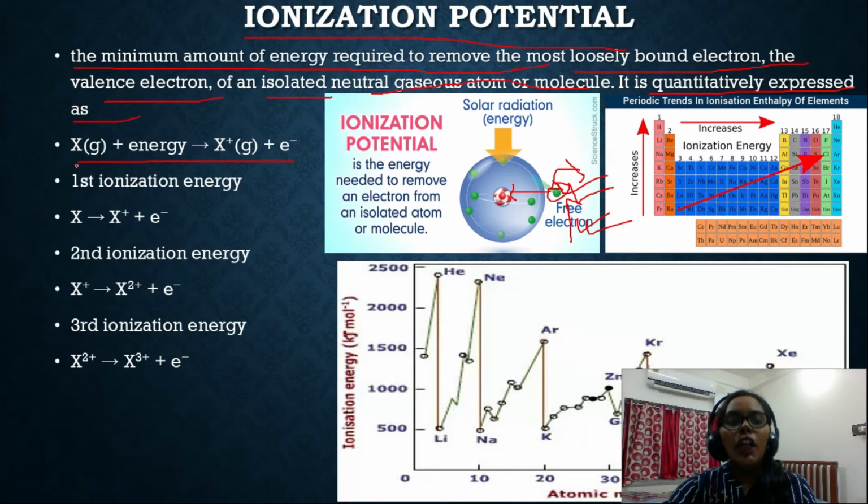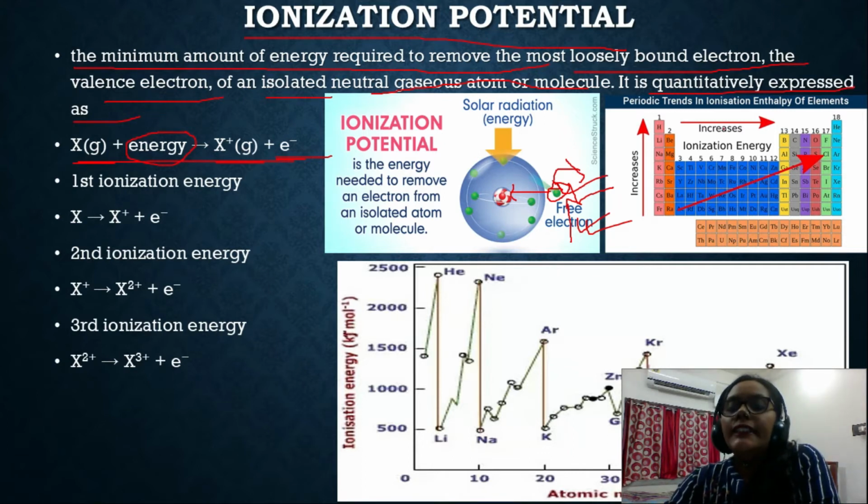Understand? So after the removal of one electron, obviously this element, while releasing one electron, will make the cation. It will be the cation and the electron. So whatever energy we require for this is called the ionization potential.